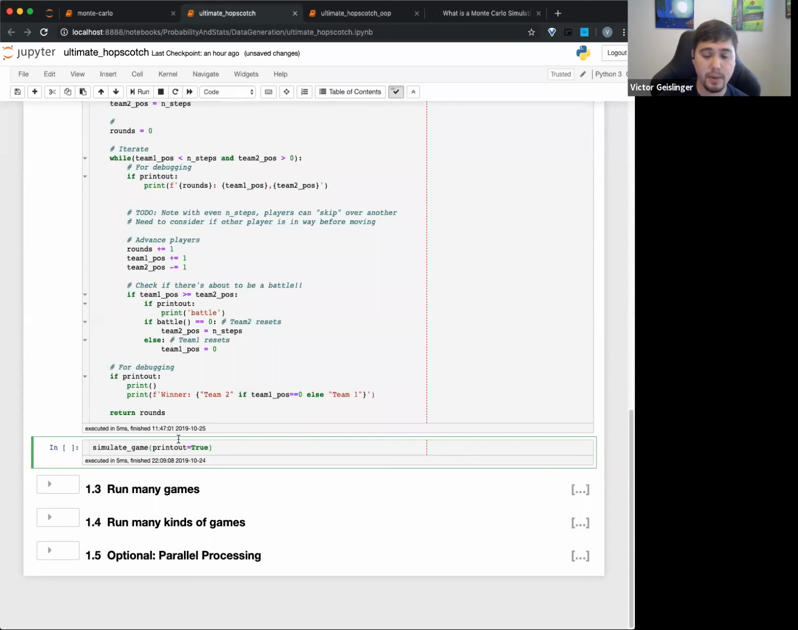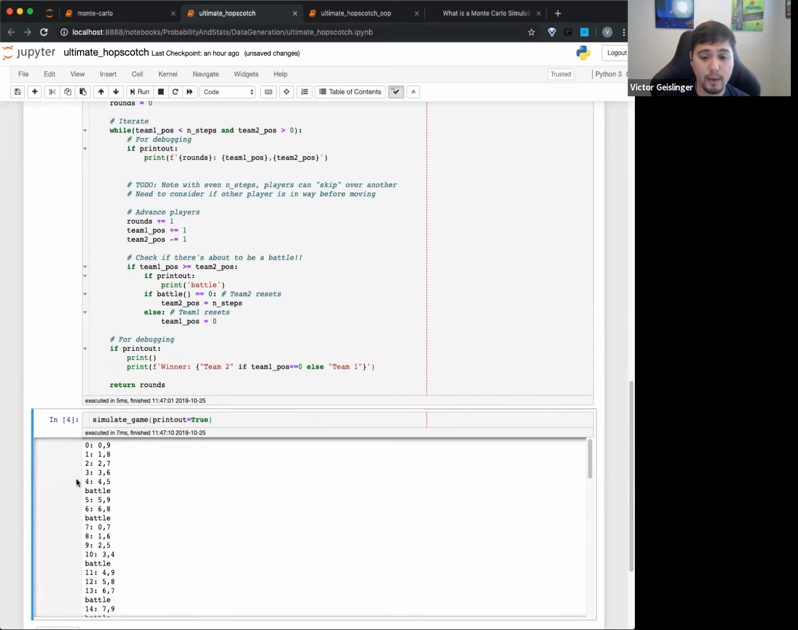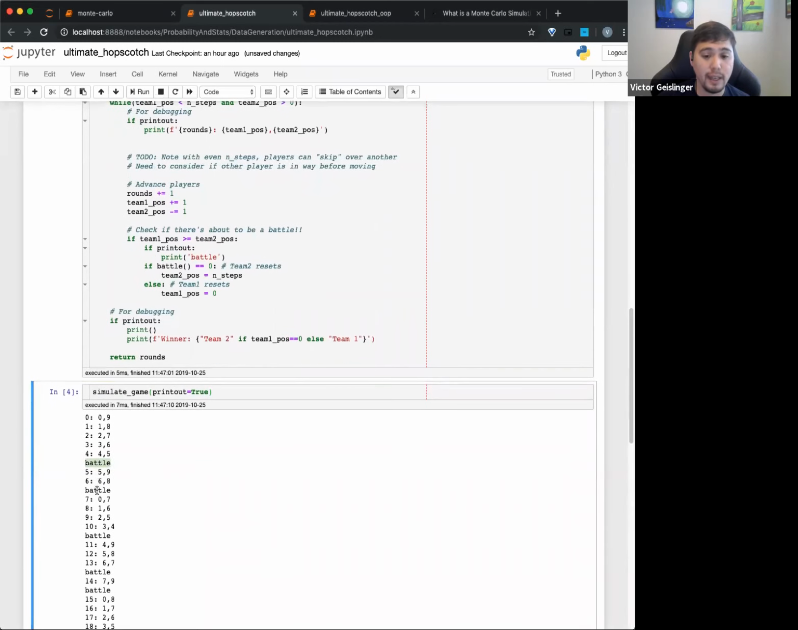It's going to print out what round it is and where each player is. So you can see here with only 9 parts, this is the first team, this is the second team. They start out at 0 and 9. Then the next step is 1, 8, 2, 7, 3, 6, 4, 5, battle. And it looks like team 2 lost that battle, so they have to restart at 9.